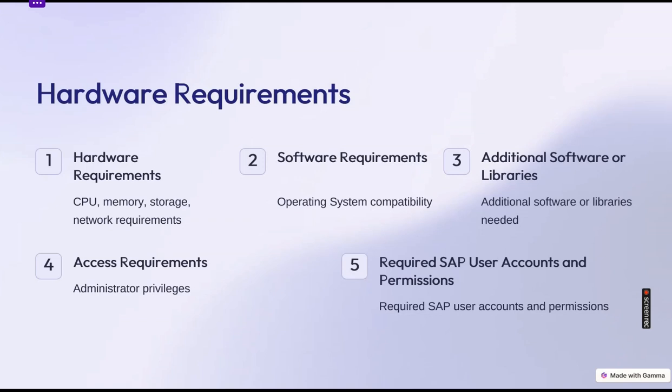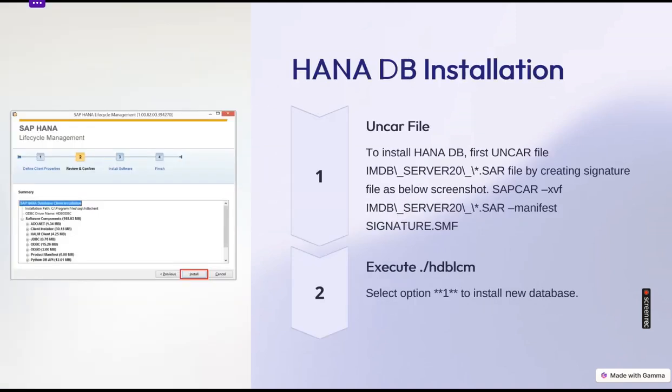Okay, move ahead. In HANA DB installation, we download two files: the HANA DB media file, and second, the IMDB client file. After downloading these two files, we need to uncar them. To uncar these files, we have one command which is called SAPCAR -xvf IMDB_SERVER20 start.sar, then manifest signature.smf.